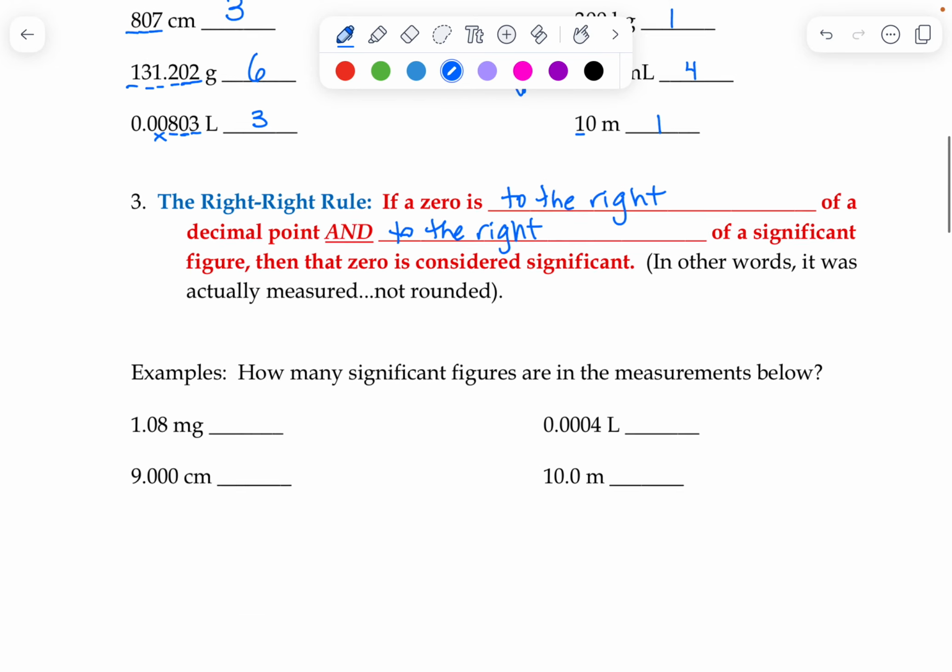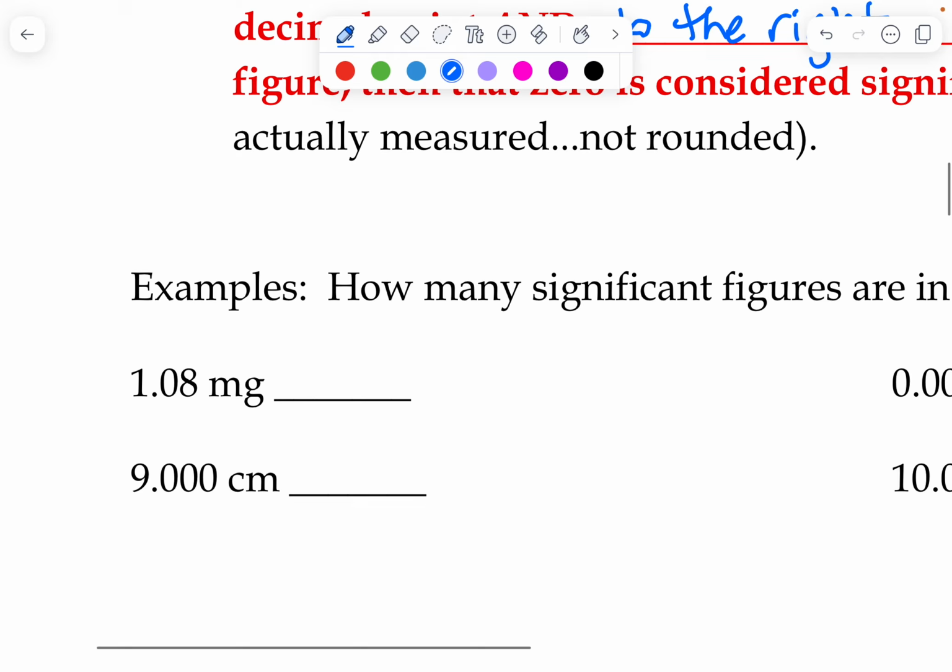So this first example here, the 1.08, well, honestly, we know that that 0 counts because it's in a 1/8 sandwich, but let's pretend we didn't know the sandwich rule. That 0 is to the right of the decimal point and it's to the right of the number 1. So this 0 would count for both sandwich and right purposes. So this measurement has 3 significant figures.